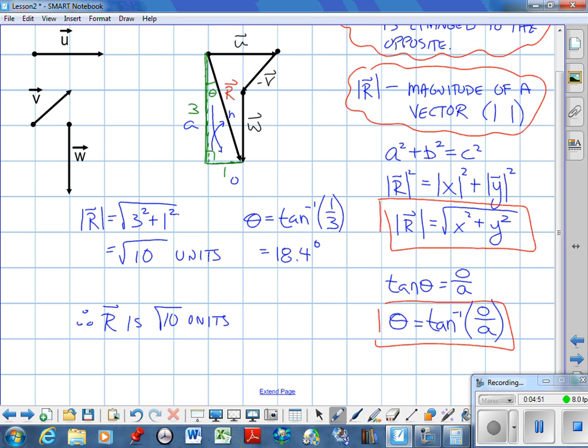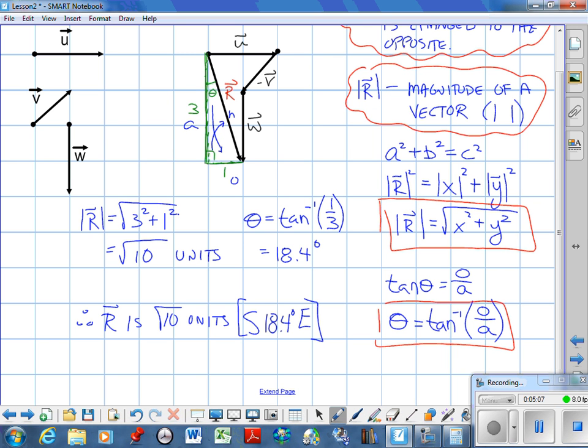18.4 degrees. So therefore, our resultant is the square root of 10 units. So that's our magnitude. The direction would be, if you face south, you would have to rotate 18.4 degrees towards the east to get facing in the direction of our resultant. So there we are. That is our final answer.